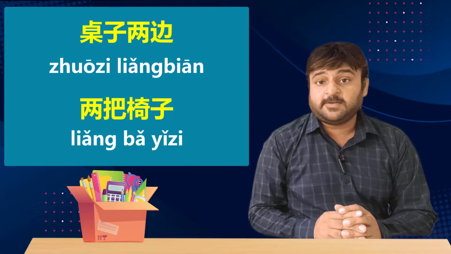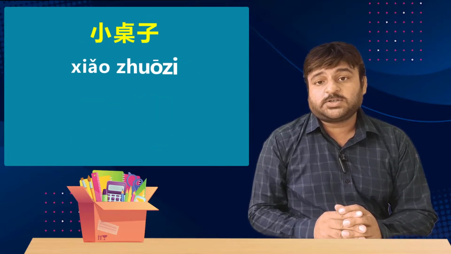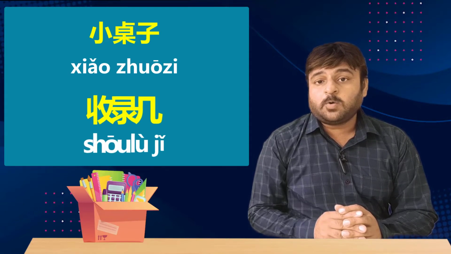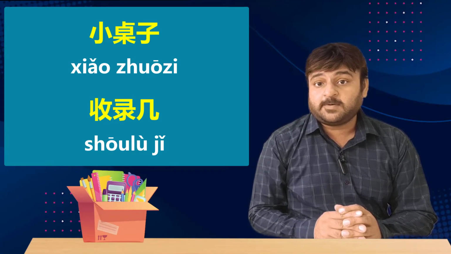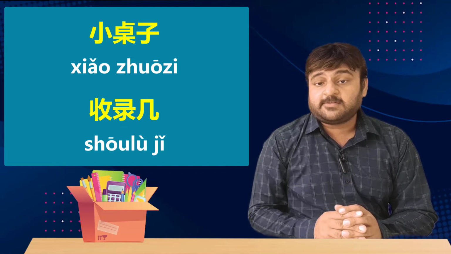Replace these words in the above sentence. Moving on to the last word in the box. 小桌上 on the small table. 收录机 a radio cassette recorder. Replace these two words in the underlined part of the above sentence to make a sentence which means on the small table is placed a radio cassette recorder.